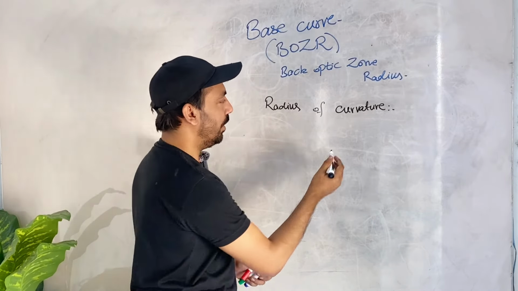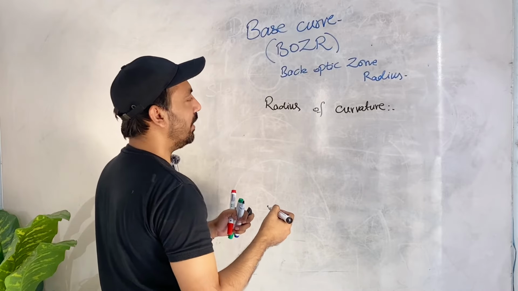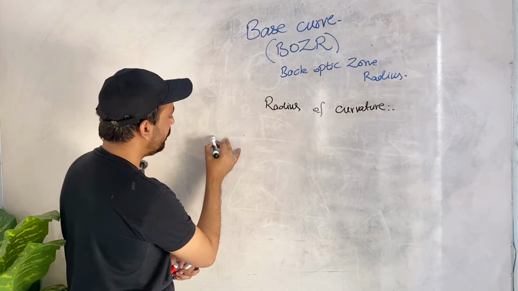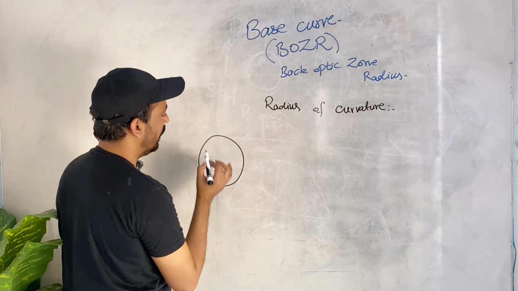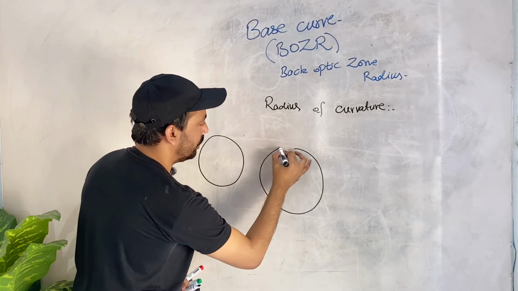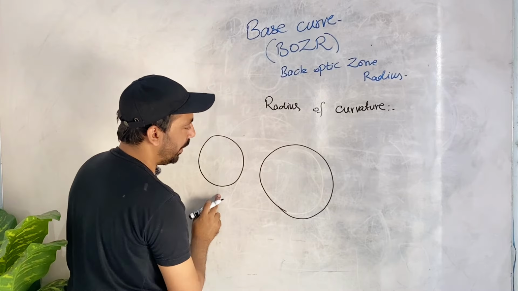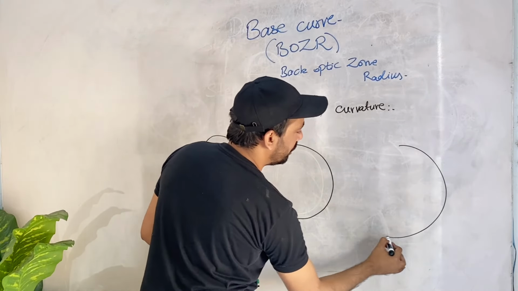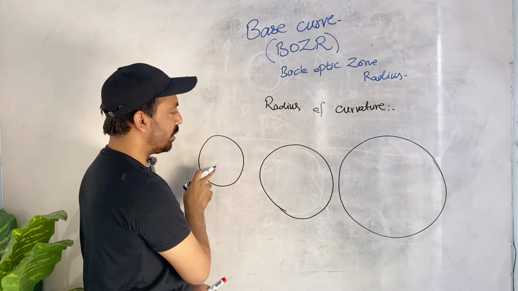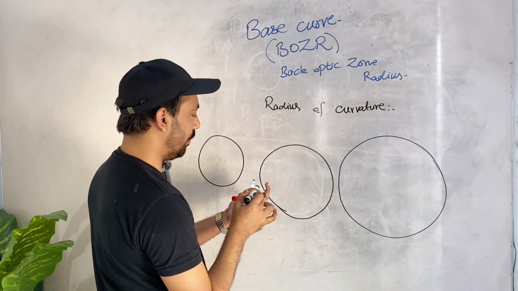lens, right? Before learning about the base curve, let's learn the basic concept of the radius of curvature on a circle. For example, this is a circle. This is a bigger circle as compared to this one, the smaller circle, the bigger circle, and the biggest circle. We have three different sizes of circles.